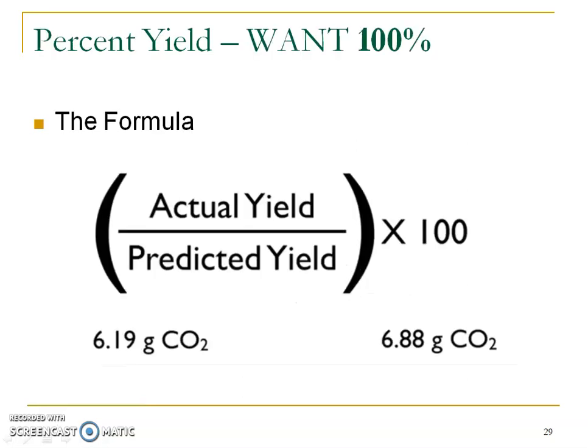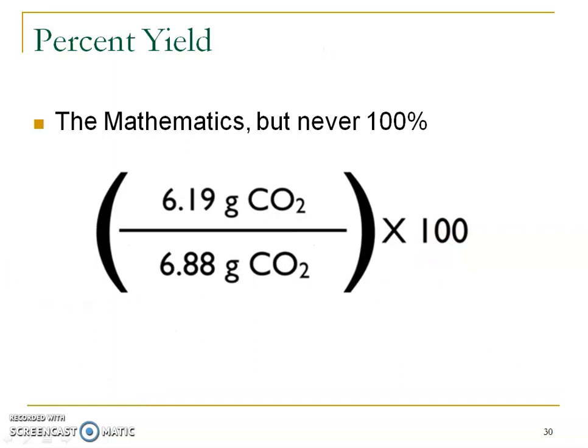So it's the comparison of the two. Again, for percent yield, you're going to want that 100%, right? You want 100% of that product that you've made. Again, there's this formula that he used. We're going to take the actual divided by the predicted times 100 to give us that value.